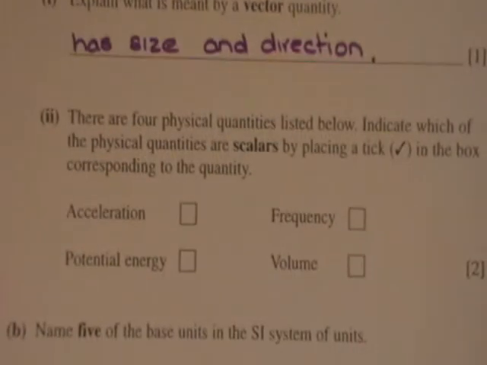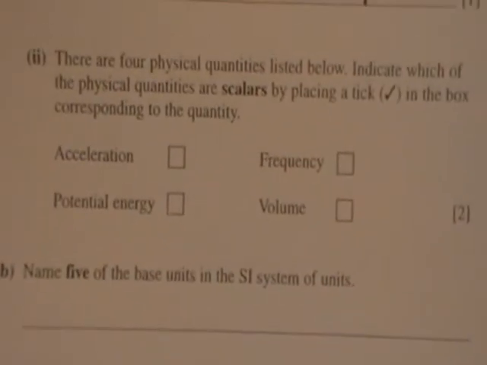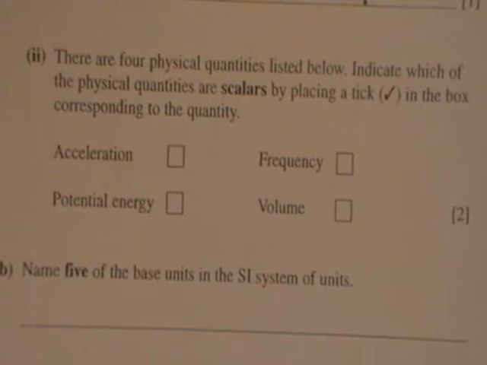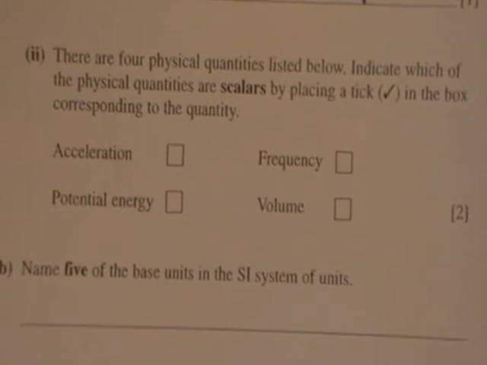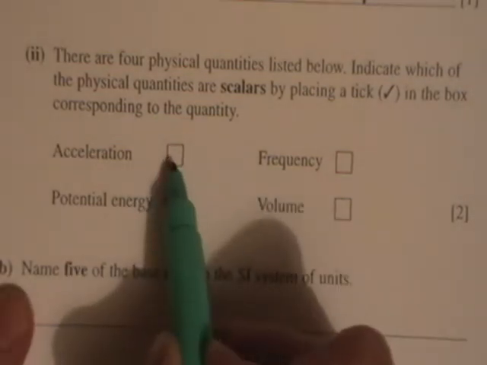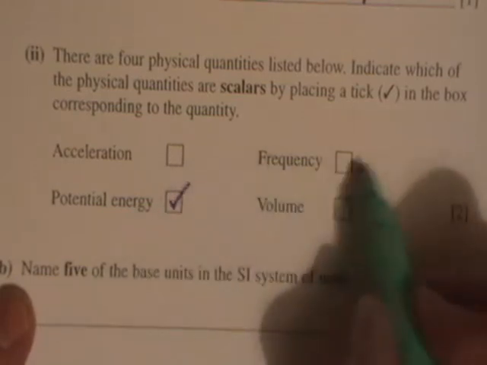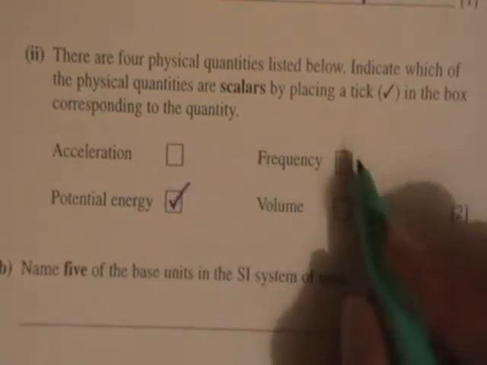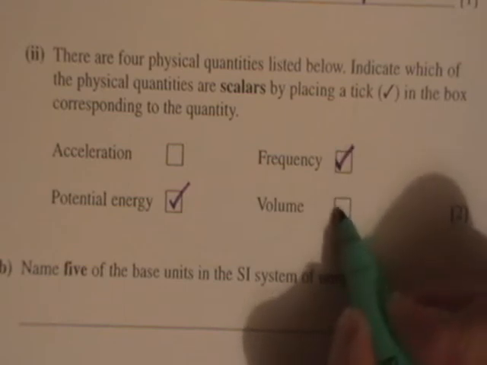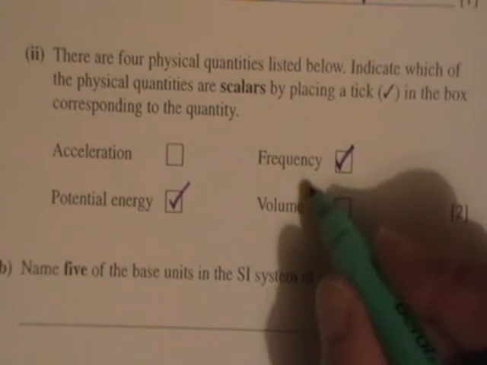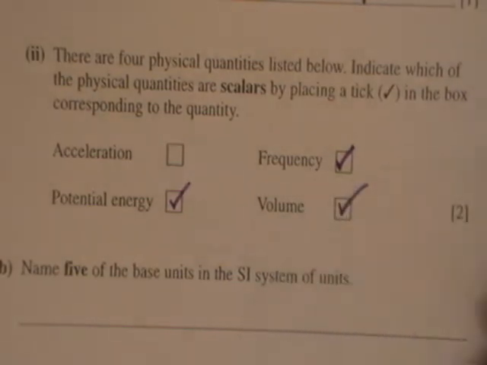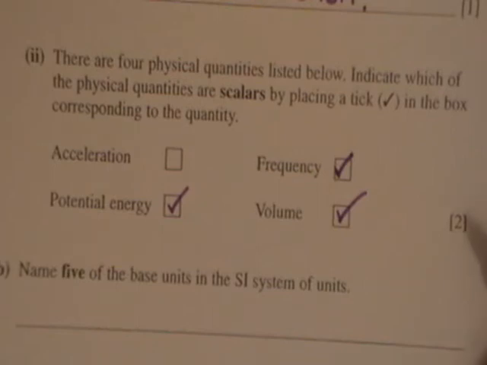There are 4 physical quantities listed below. Indicate which is a scalar or a vector. So I indicate which are scalars by placing a tick in the box corresponding to that quantity. So of course there you know that acceleration is a vector, energy is always a scalar, frequency of course has no direction so it must be a scalar, and volume is the same, it has no direction. There's no such thing as a minus volume or a minus amount of intensity for sound. So the answer then is that it is also a scalar.